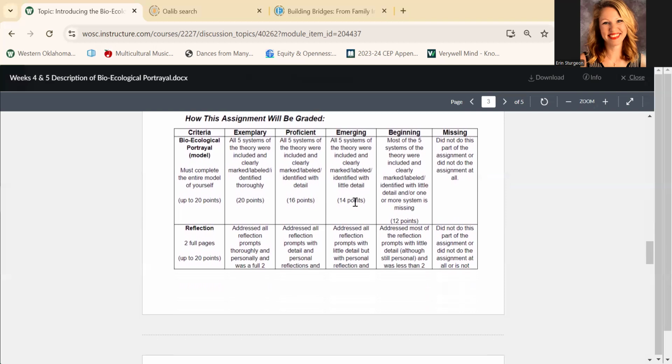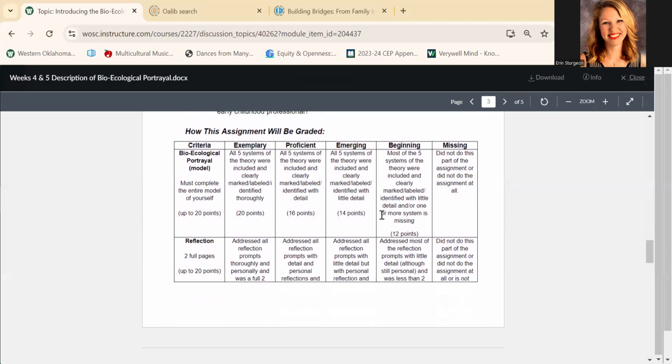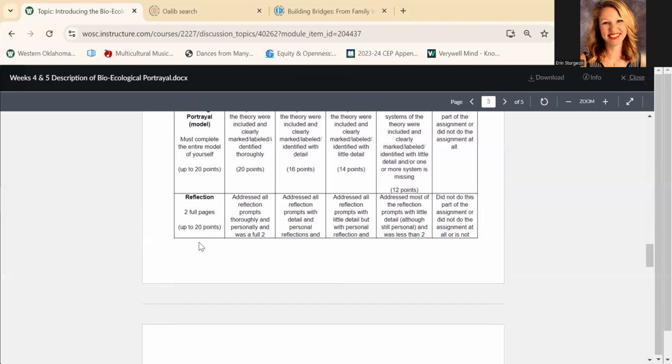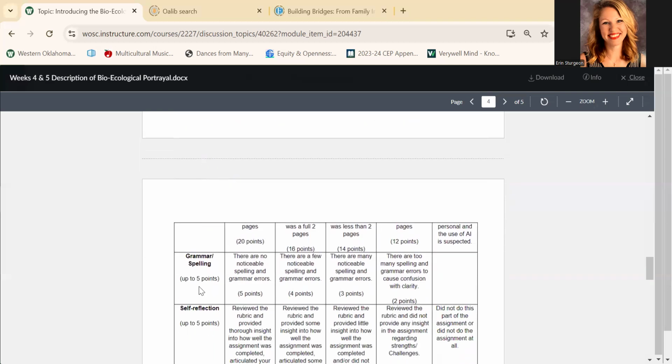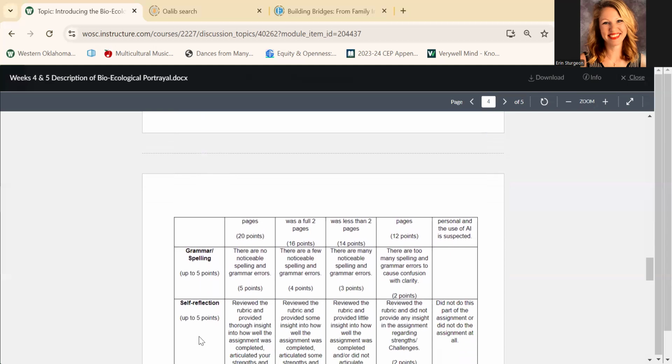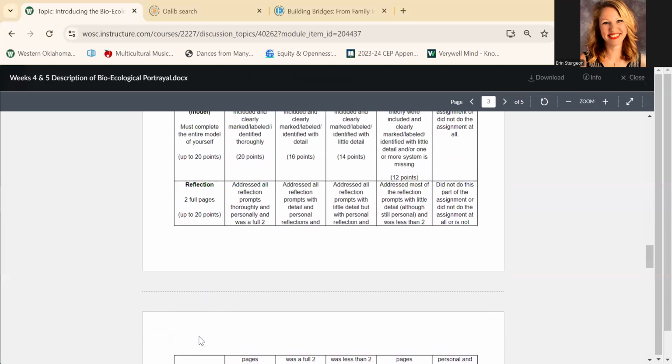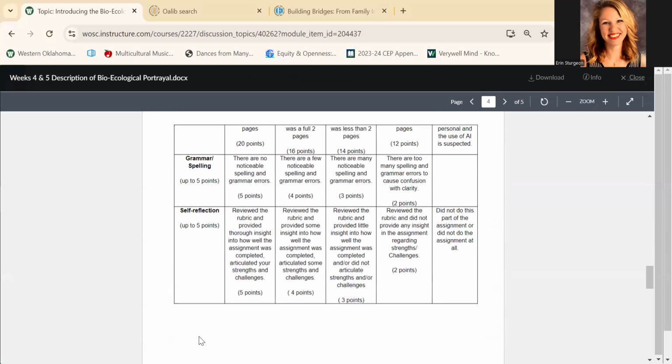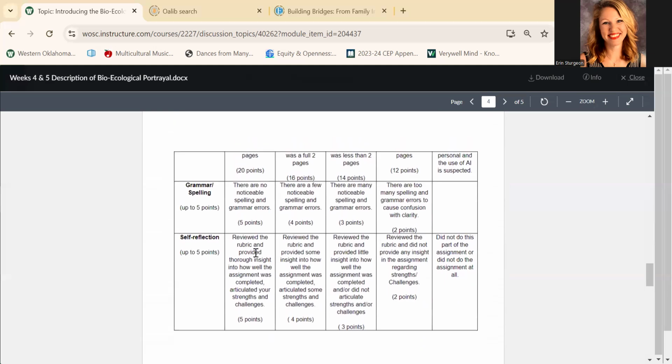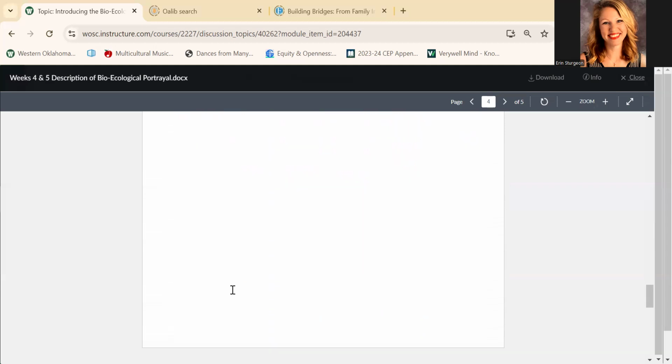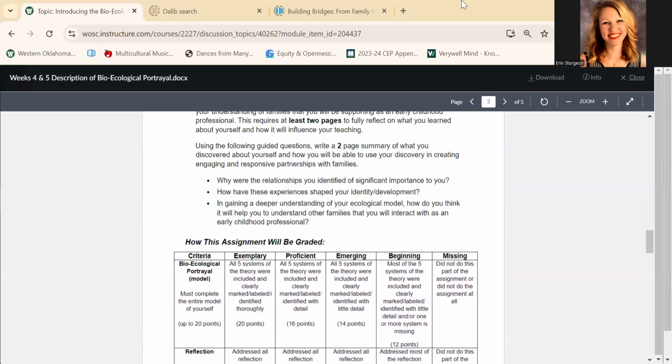And here's the rubric, what you're going to be graded on. You've got 20 points for the model itself, another 20 points for your 2-page reflection, 5 points for grammar and spelling, and 5 points for self-reflection, meaning that it's clear that you looked at the rubric and followed it some. So that is what you're going to be doing next week.